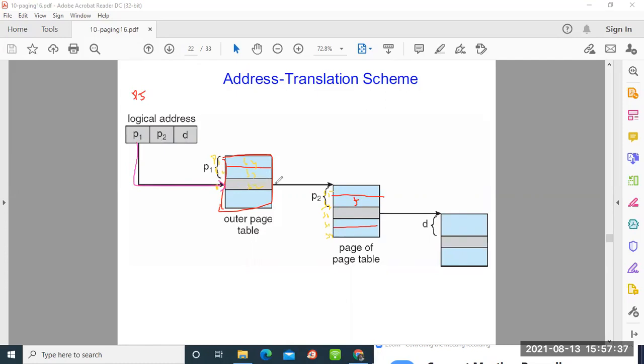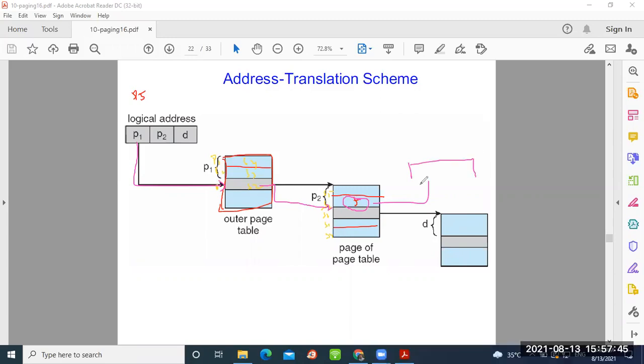Suppose it is S2. Now it will map to S2. The particular frame in S2 gives you the particular frame number, which will be combined with your actual offset address. The offset address is not changed. This combined address gives you the actual physical address that should be mapped in your main memory. So this is the concept of how address translation is performed.